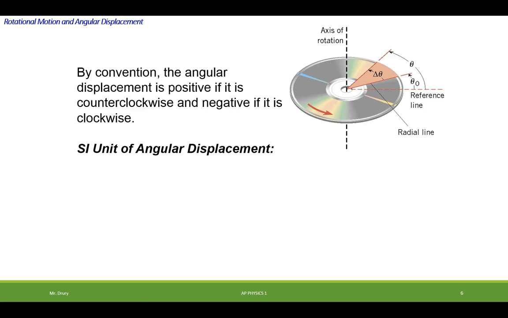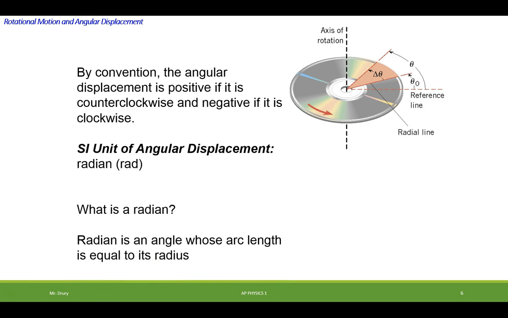So what are the SI units? They're what's called radians. So what is a radian? A radian is an angle whose arc length is equal to its radius. All right, let's look at that a little closer in the next slide.